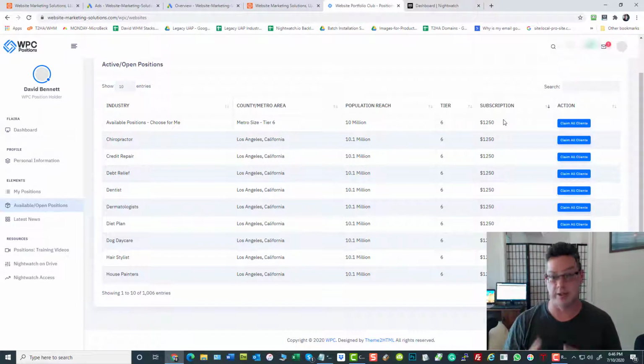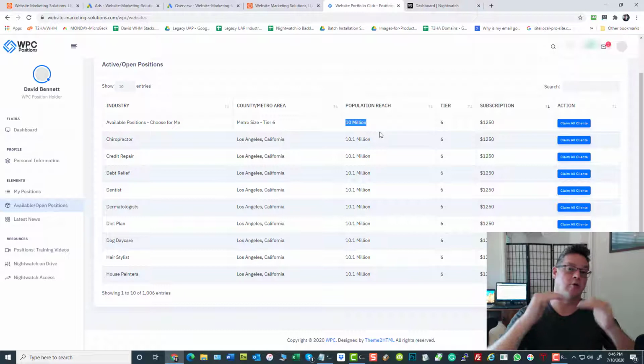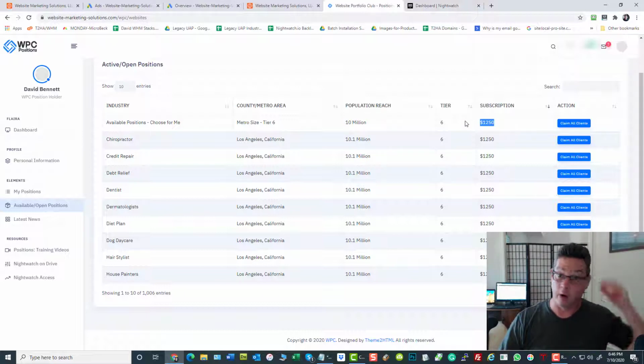Can you have more than one subscription? Yeah. Are there different price points in the middle? Yeah, there's $125 a month, $250, $500, $750, $1,000, and $1,250. So you've got all the options in the world. What makes some of the subscriptions more valuable than others? The population reach. Literally, the bigger the population, then the more competitors there are there. So the more work it takes to outrank the competitors there, which is why the subscription costs more.